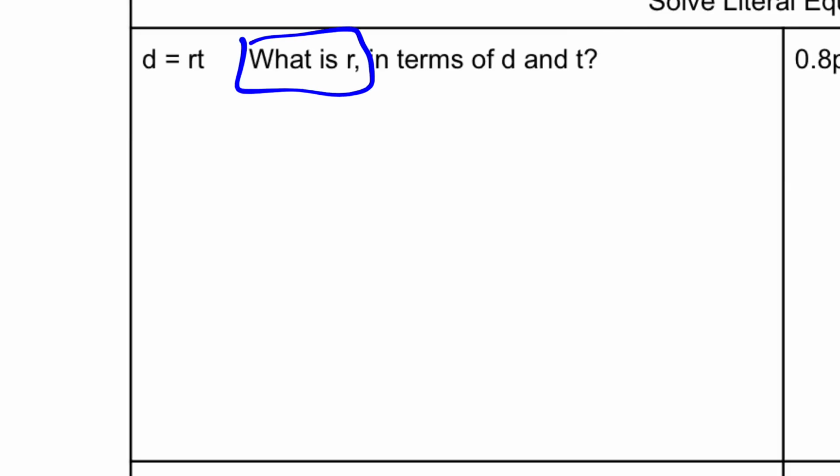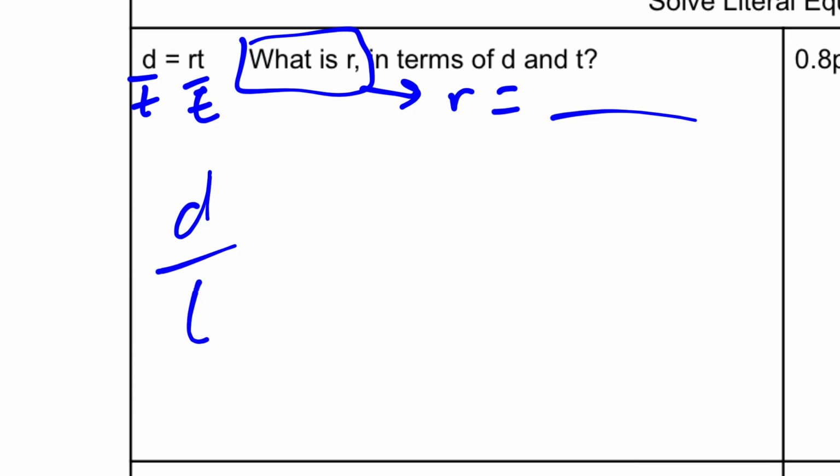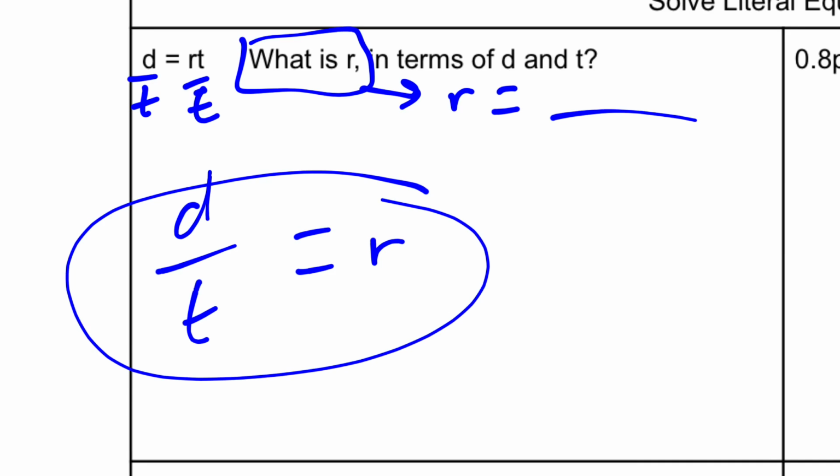When it asks for what is r in terms of things, that means my final answer will look like this. R equals something. So whatever is there, I'm going to cancel it out. RT implies a multiplication. So I divide to get r by itself. There's not an actual numerical answer, we just rearrange the formula, or the equation.